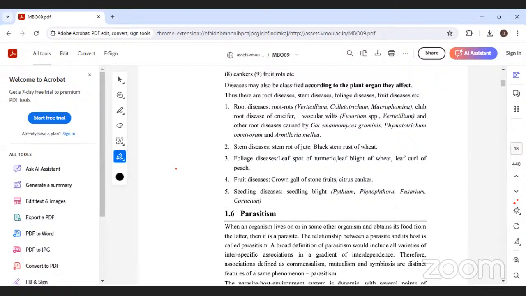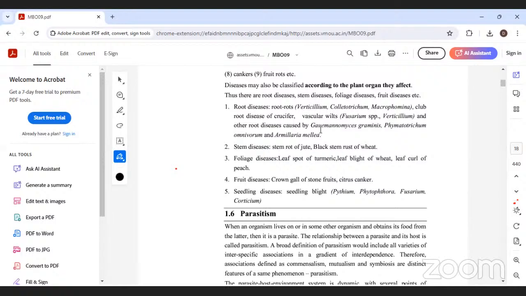Coming to the second one, club root disease of cruciferae. Cruciferae is like mustard, the best example. Here, vascular wilts are there, for example Fusarium species, Verticillium species, and other root diseases caused by Gaeumannomyces graminis, Phymatotrichum omnivorum, and Armillaria mellea. These are all root diseases.